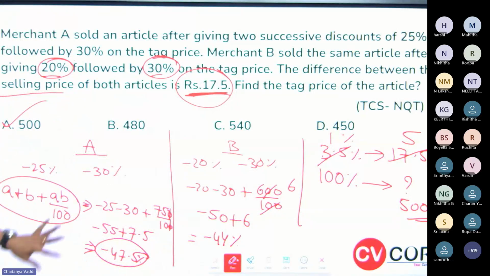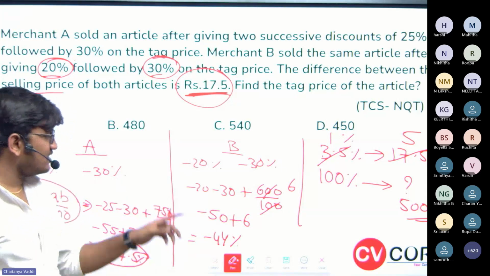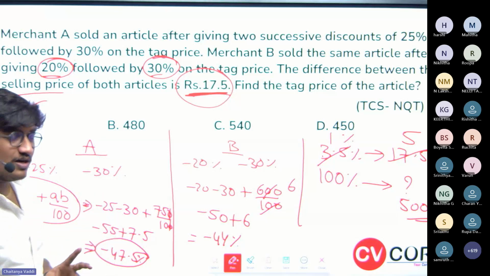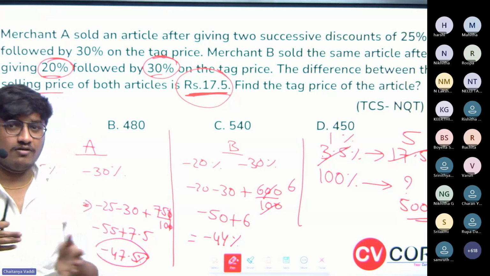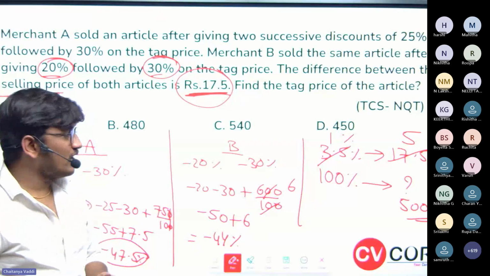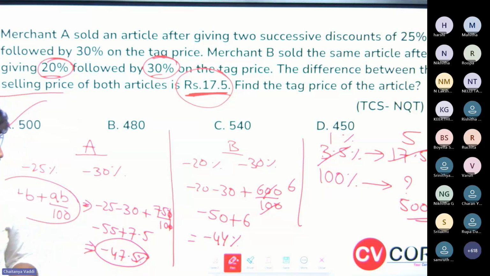If you observe here, for explaining clearly, I have taken so much time. But to be honest, if you understand this logic, a plus b plus ab by 100, this question can be solved within a minute, or taking a buffer of 10 to 20 seconds. You can solve this question in less than 1.5 minutes. So I hope you all are clear about this question.